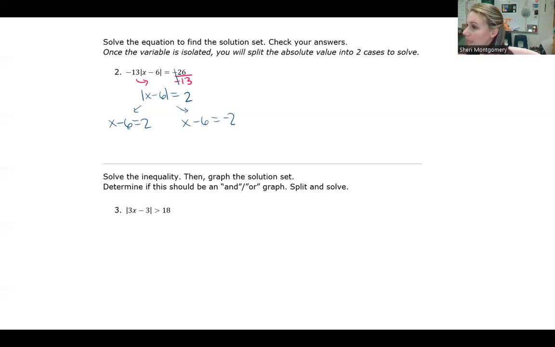Both of these are pretty easy one-step equations to solve. For both of them, we're going to have to add 6. Add 6. So we get x is equal to 8, and then x is equal to 4. Do y'all agree?